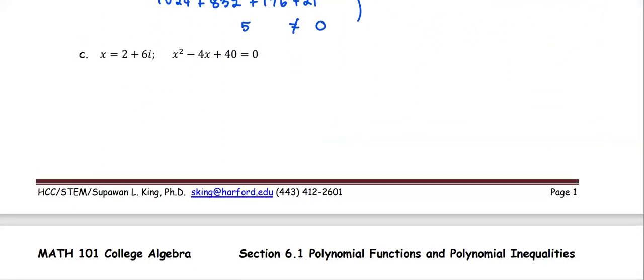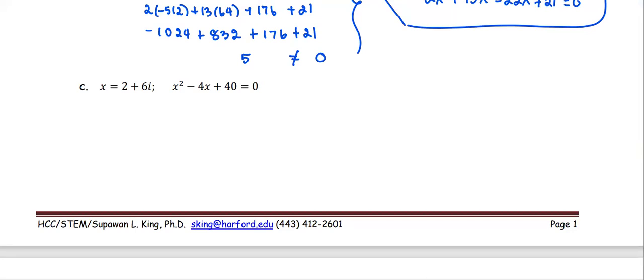Now let's look at one more example where x equals 2 plus 6i, which is a complex number, and the polynomial equation is x squared minus 4x plus 40 equals 0. X is 2 plus 6i, quantity squared for the first term, minus 4 times 2 plus 6i for the second term, and then plus 40. We're going to simplify as we did in part A and part B to see if the number comes out to be 0, the same as the right-hand side, or not. Recall that i is the imaginary number, the square root of negative 1. So i squared is negative 1.